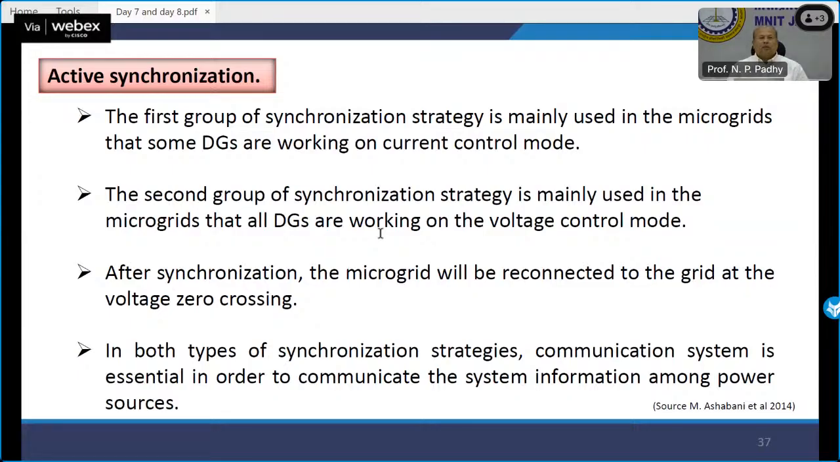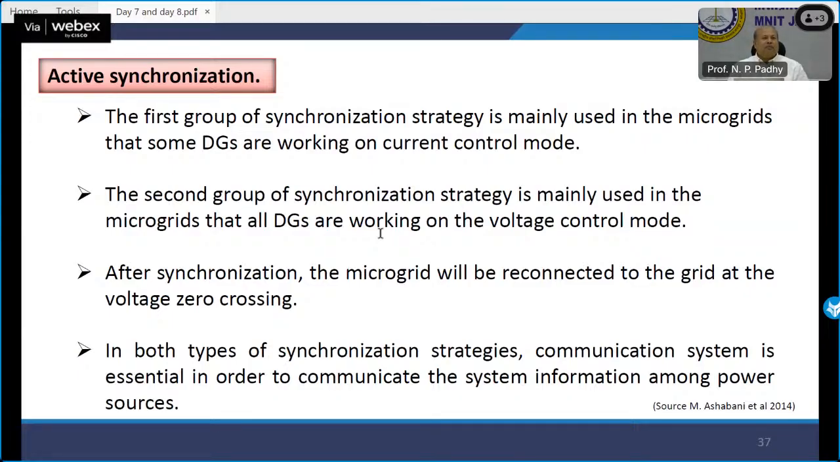So this is very important now. The first group of synchronization strategies is mainly used in the microgrid where some DGs are working in current control mode. The second group of synchronization strategies works in voltage control mode. After synchronization, the microgrid will be reconnected to the grid at the voltage zero crossing. Okay, so this is very important.